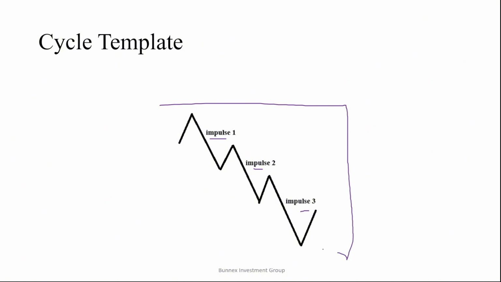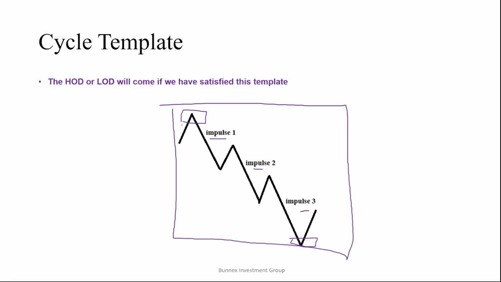We need to imprint this in our minds so that we'll be able to actually understand where the high or the low is going to be issued. But there are some other techniques that I'm going to show you shortly. So basically, the high or low of day will come if we have satisfied this particular template.